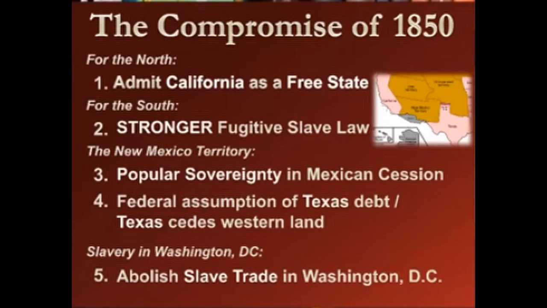It was embarrassing when foreign dignitaries would come to the Capitol, and there was a slave auction in Town Square. But the bill only abolished the slave trade in Washington, D.C. The Compromise of 1850 paved the way for a major national conflict in 1854.